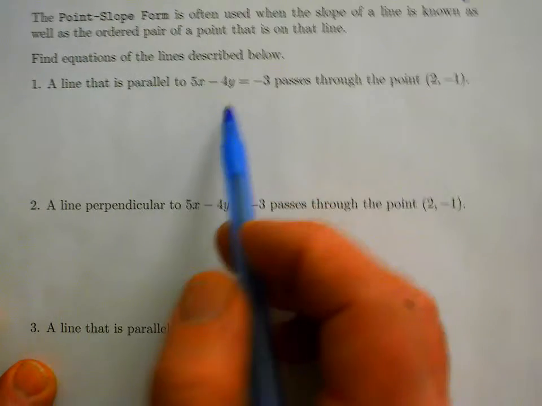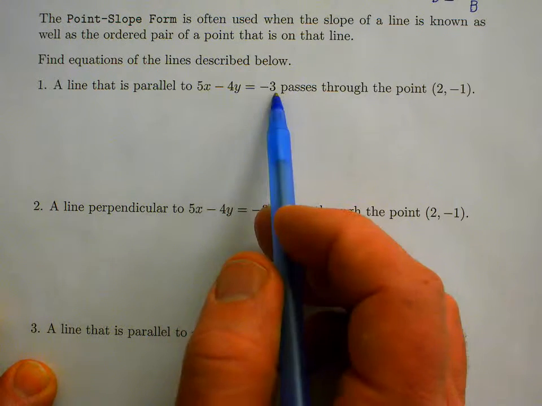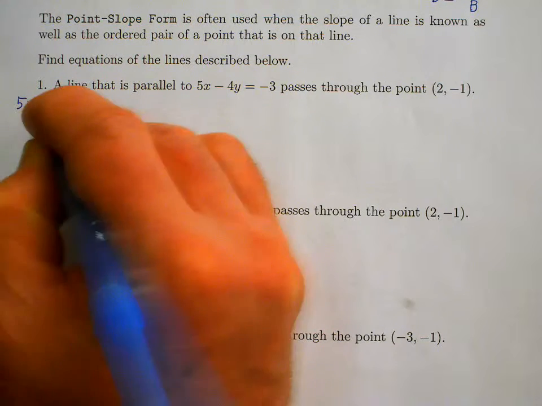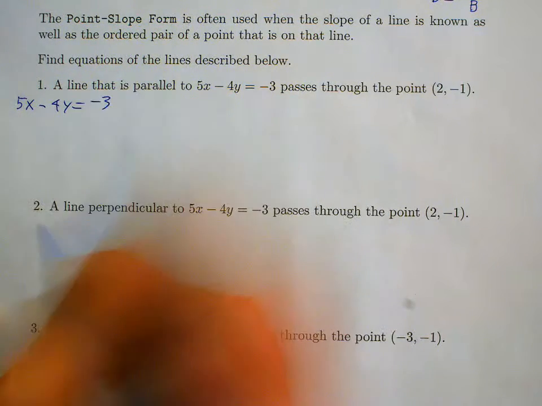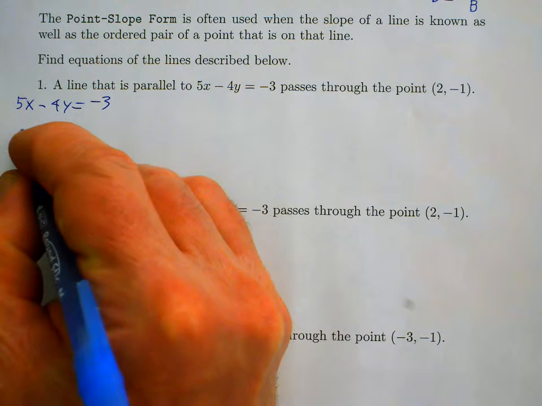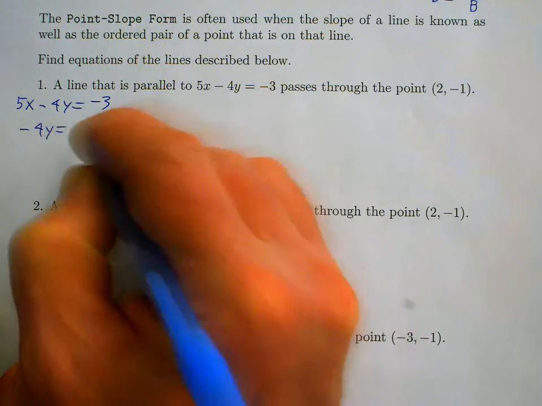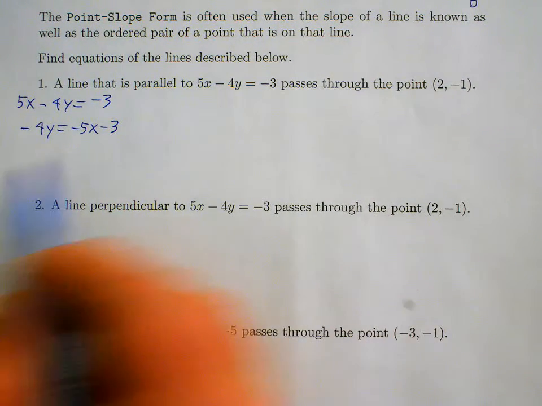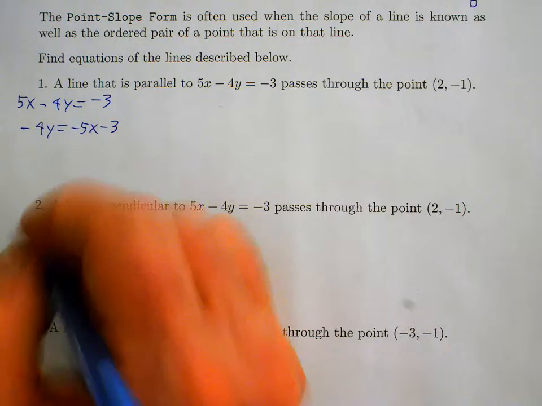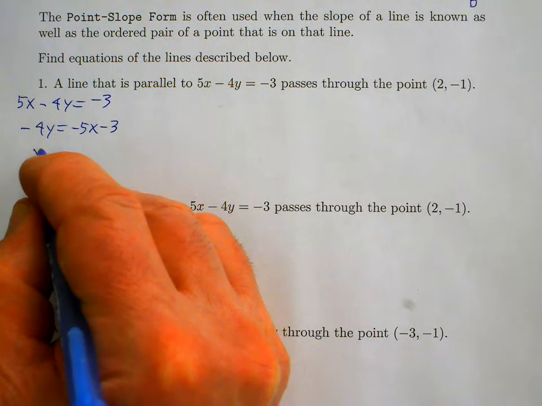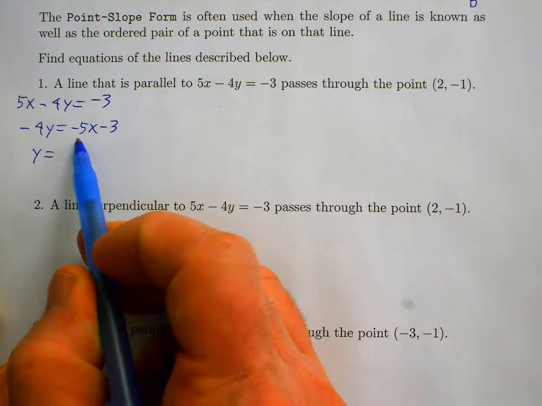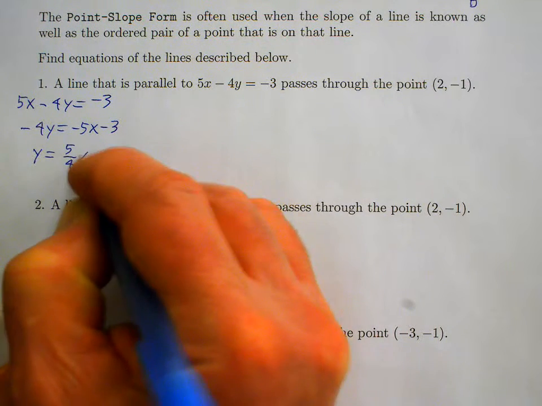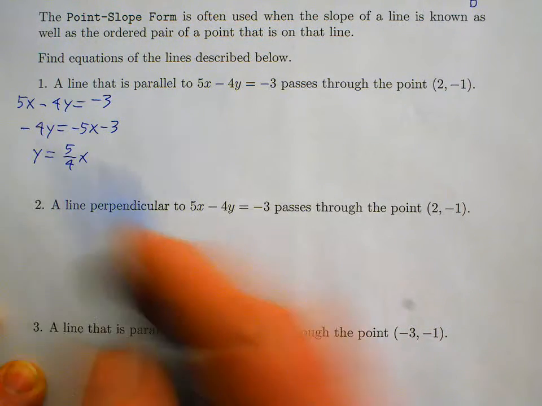So let's go ahead and solve 5x minus 4y equals negative 3 for y. So I'll rewrite that. 5x minus 4y equals negative 3. Subtract 5x from both sides, we get negative 4y equals negative 5x minus 3. Then divide every term on both sides by negative 4. Negative 4y divided by negative 4 is 1y, or y. Negative 5x divided by negative 4 is positive 5/4 x. And negative 3 divided by negative 4 is positive 3/4.